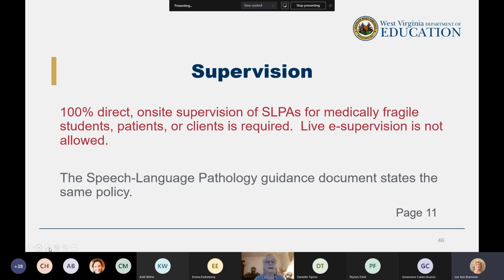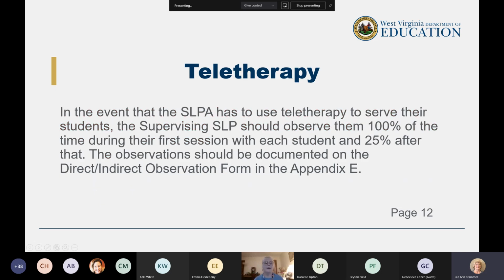And then finally, on the next slide, we have teletherapy. Oh, we got to have some fun with teletherapy last year, and hopefully we won't be facing that so much this year. But on page 12, you can see that if you do have to go to teletherapy, then 100% of the time for the first session with every student on the SLPA's caseload should be observed, and then 25% thereafter. And so you would change that documentation on the form we're going to talk about later.